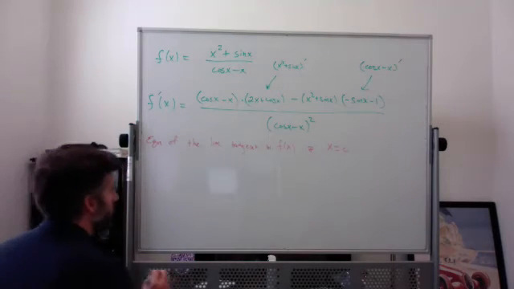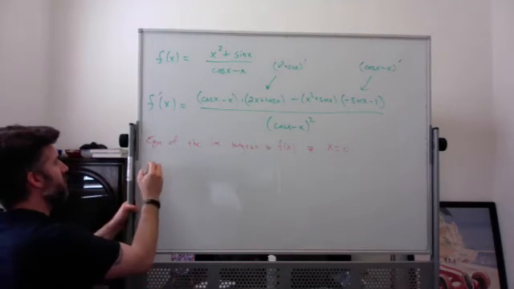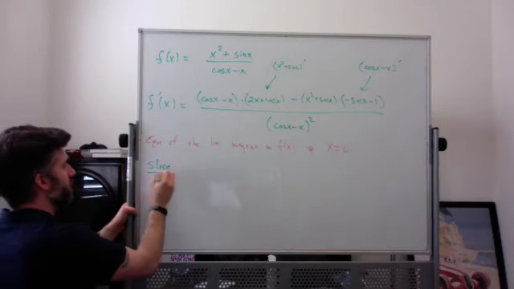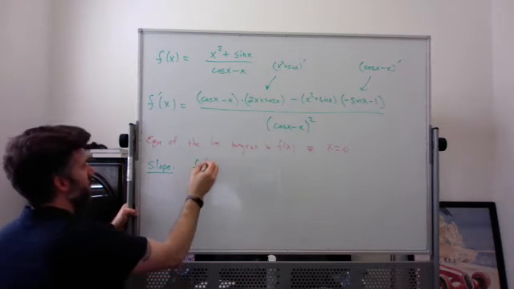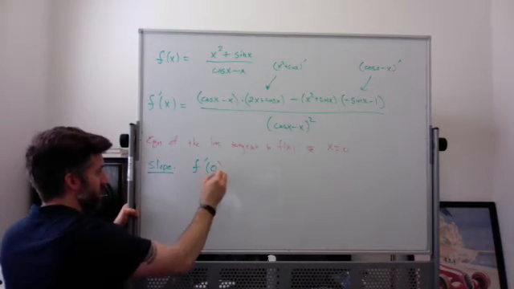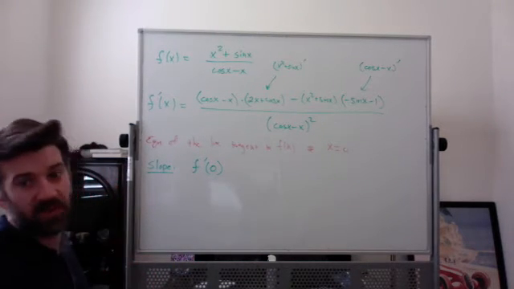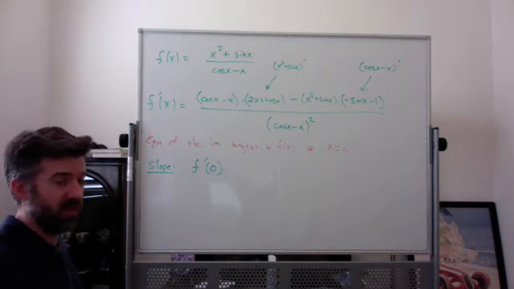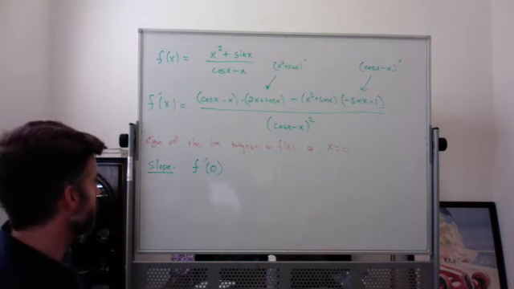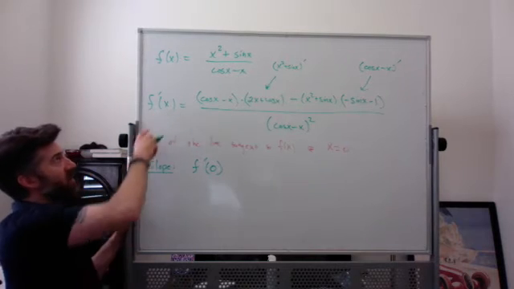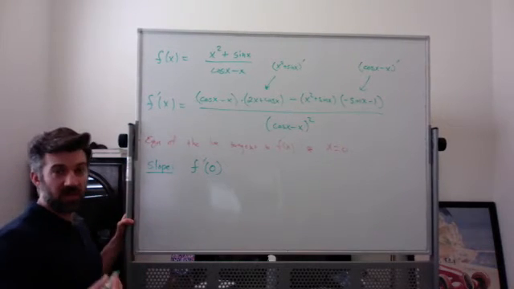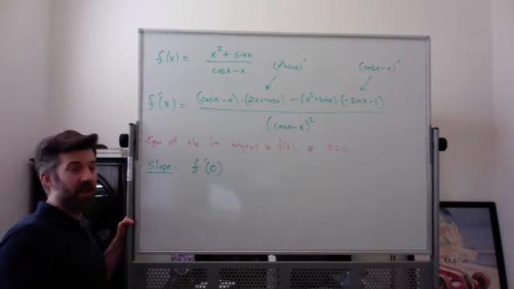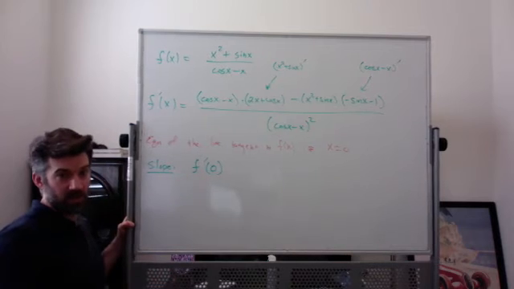So here's what we do. To find the slope, I need f prime at the point I'm interested in, which is 0. If they said find the slope at 1, I would find f prime of 1. If they said find the slope at -3, I'd find f prime of -3. So to find the slope, I'm just taking my derivative, because the derivative is the slope of the tangent line at a point, and plugging in the point I want to know the slope at.